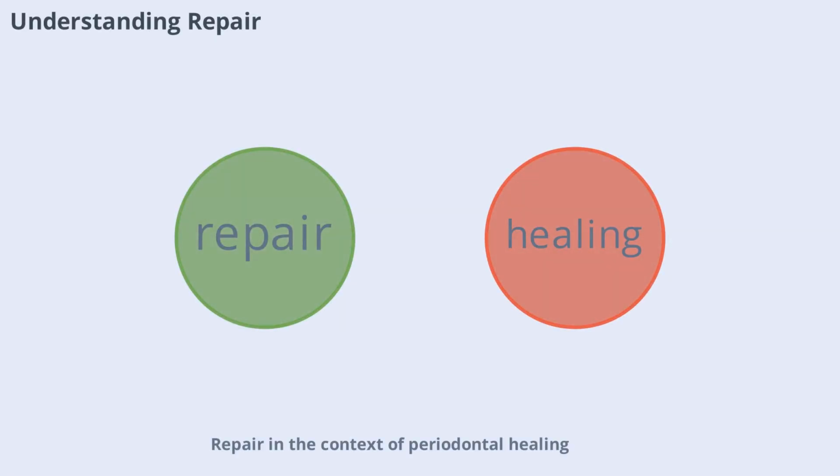Repair, in the context of periodontal healing, refers to the process where tissues heal without fully restoring the lost structures. While the area may recover and function adequately, the original architecture is not completely re-established. This means that although the tissues are healthy, they may not be exactly as they were before the disease or injury. Repair is a common outcome and still represents a positive step towards oral health, but it falls short of the complete restoration seen in regeneration.